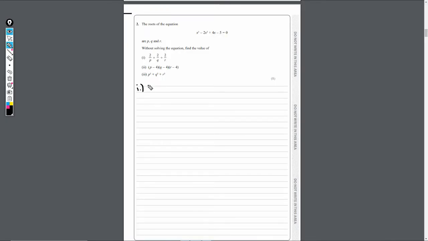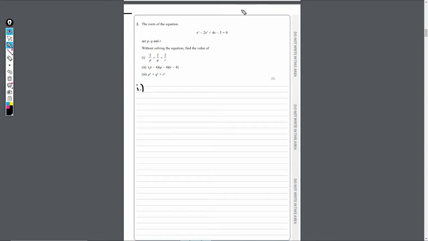We have a question here dealing with the roots of a polynomial. In this case, we have a cubic polynomial. We're told the roots are p, q, and r, and we're asked to find the values of 3 separate expressions. It's 8 marks in total, and we're told not to solve the equation. So we've got to know the rules for the roots of the equation, okay? So if we write these down first, I'll write them up here.